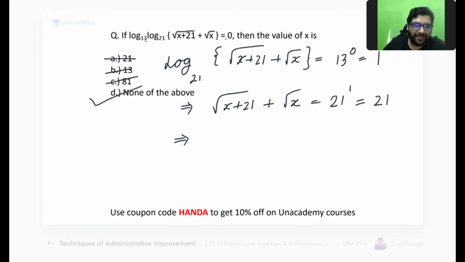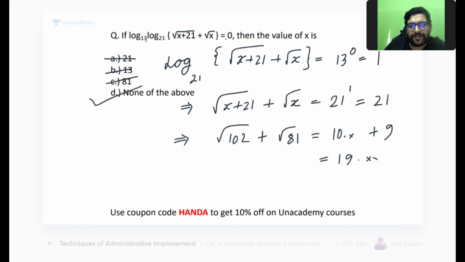Suppose I put 81. So root of 102 plus root 81. Root 102 is roughly 10 point something. Root 81 is 9. So this will be 19 point something. I want my answer to be 21. And if I want my answer to be 21, I now know my value has to be bigger than 81. Because at 81, I'm getting 19.xx.